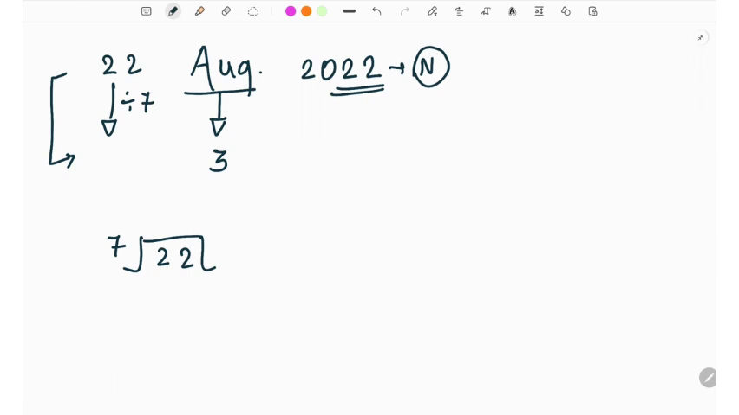I'll just consider the remainder. 7 3s are 21. So what is the remainder over here? I got the remainder is equal to 1. Okay, so I got the remainder 1.